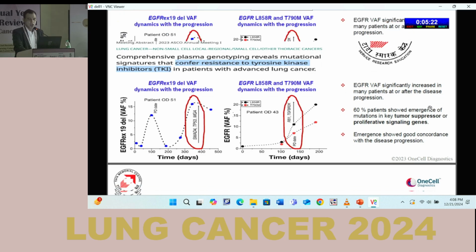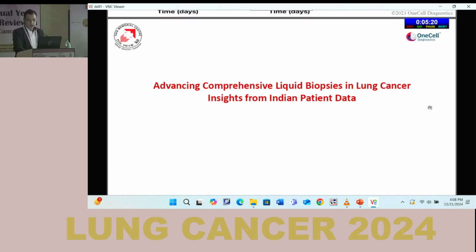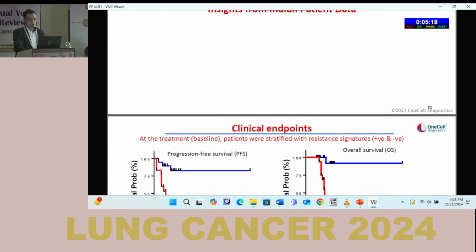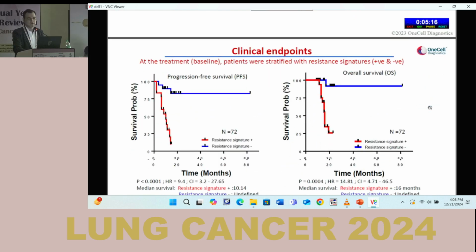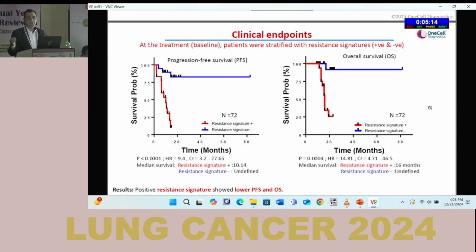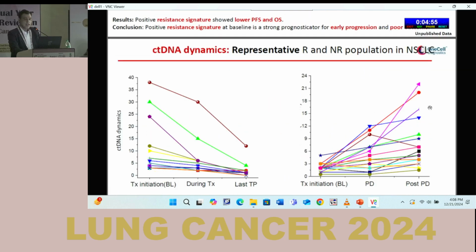So some of the study which we have been doing with Dr. Kumar sir, one of the clinical endpoints was, how can we differentiate? What does it mean to the patients? If you look at these two results, both progression-free survival and overall survival, patients were stratified at the baseline based on the resistance signatures which were captured by liquid biopsy, and we could see there's a significant difference in the disease outcome.